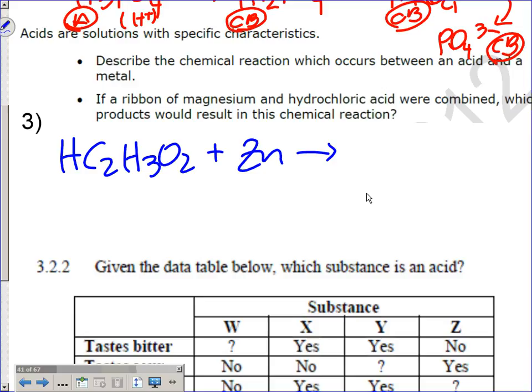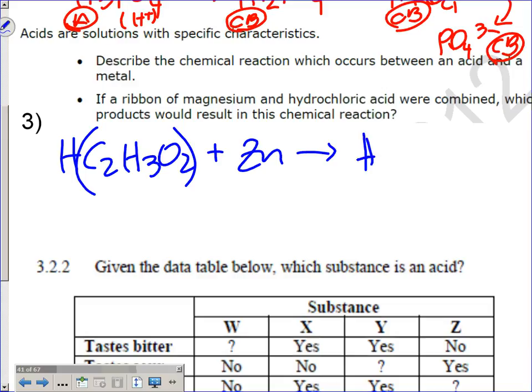We have a single guy, his name is Zinc. He has the ability to displace something here, but don't forget acetic acid is acetate, that needs to stay together as a happy family. Zinc has the ability to form a positive ion because it's a metal. This is the only thing over here that has a positive charge, so these have to switch places, right? What does that make? Robbie, tell me one product. Hydrogen gas.